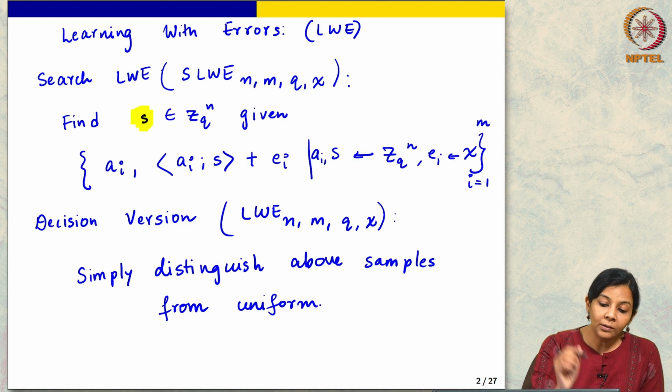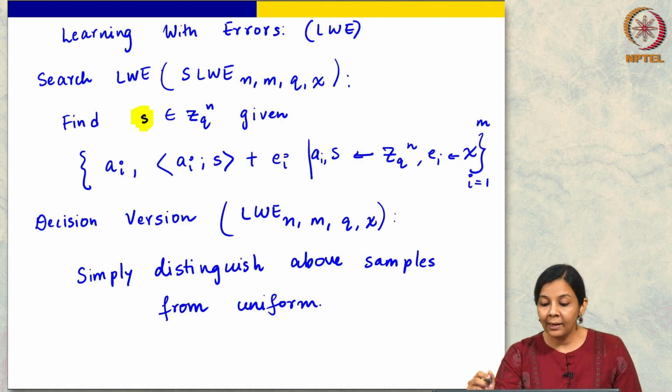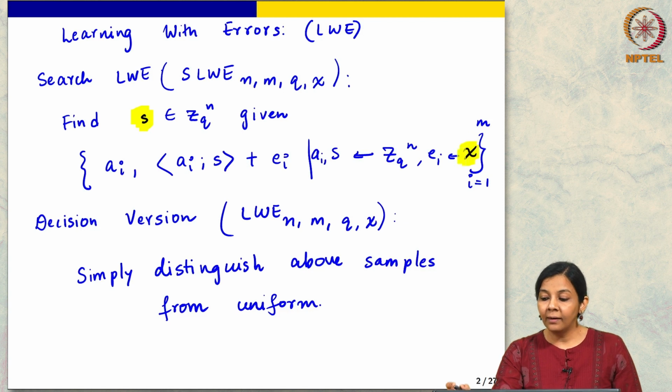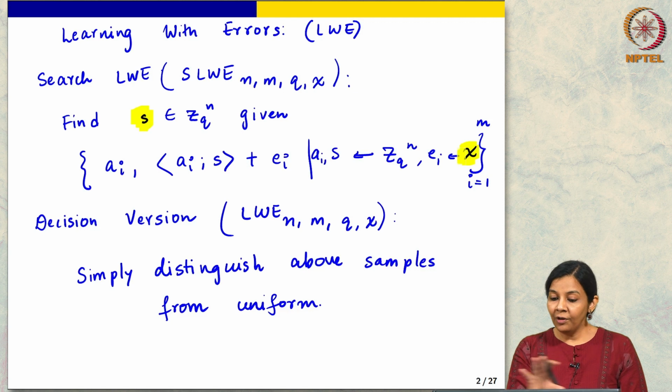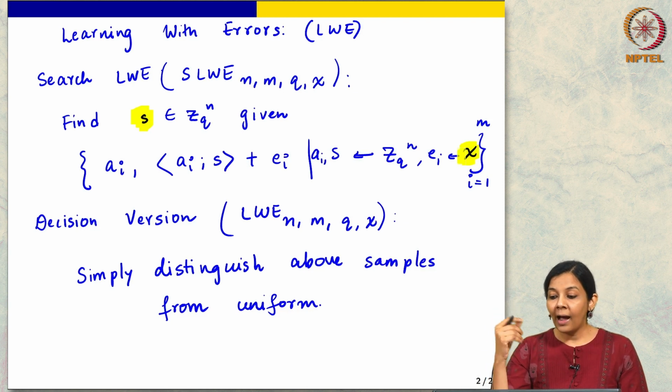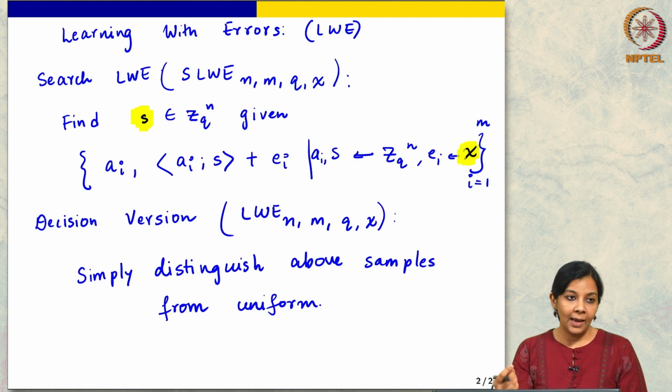Now, one important quantity here that I did not define is this distribution chi. Everything else here is defined, right. So, n is the dimension of the vector, m is the number of samples I am giving you, and chi is a distribution from which I take the error. So, how should I choose this error? Obviously it has to be something small. Now, can you tell me why it should be small?